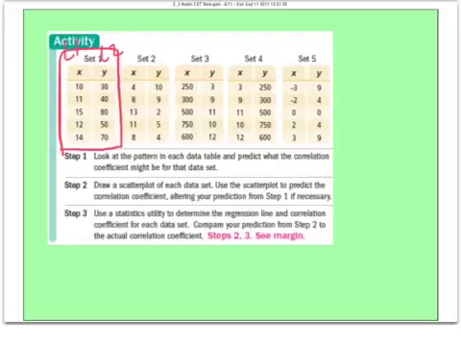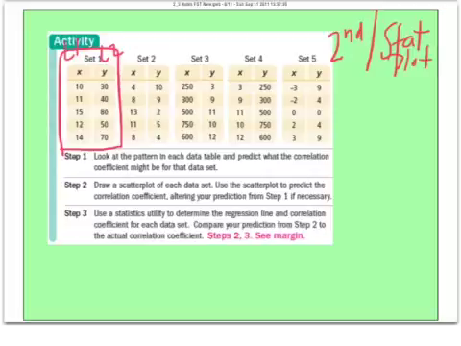And then you're going to want to do a scatter plot for that. If you have questions on how to do a scatter plot in class, I will go over that. To do a scatter plot, you're going to hit second, stat plot, which is the y equals button, and in there, you're going to choose to do a scatter plot.